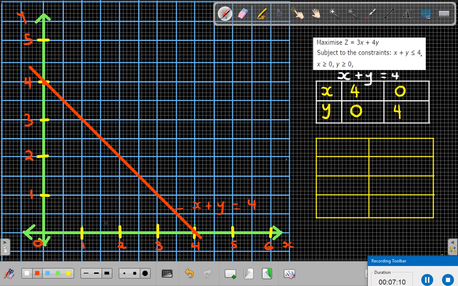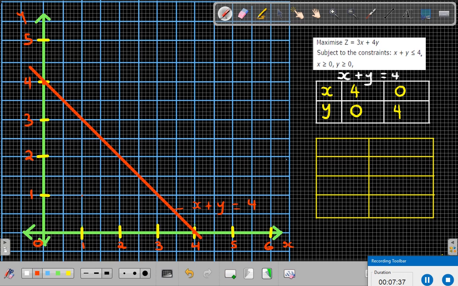Now we need to shade the wanted region because this is a linear inequality. Now x plus y is less or equal to 4. Are we shading above the line or below the line? What do we do? We choose any point below the line and another point above the line. So under this line, we may use a point, for example, this one here. It is 1, 1 or 0, 0.